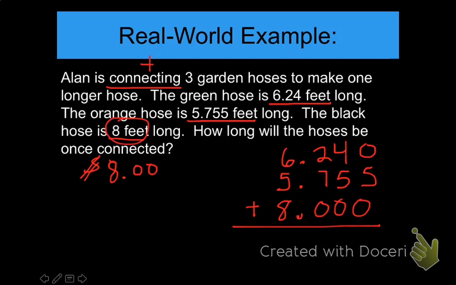0 plus 5 plus 0 is 5. 5 plus 4 plus 0 is 9. 7 plus 2 plus 0 is another 9. And then 6 plus 5 is 11. Plus 8 more gives me 19. Bring that decimal straight down. And my total length is 19.995 feet.